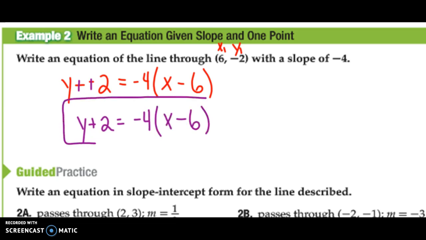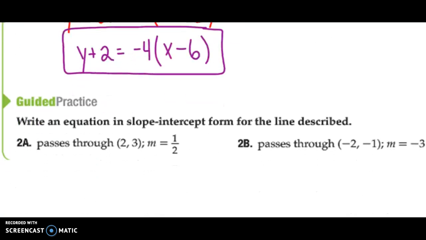Now notice, okay, it doesn't tell us it has to be in slope-intercept form. It doesn't tell us it has to be in standard form. It just tells us to write an equation of a line. And this is an acceptable equation for the line as well. Here's 2 guided practice problems that you can also try.